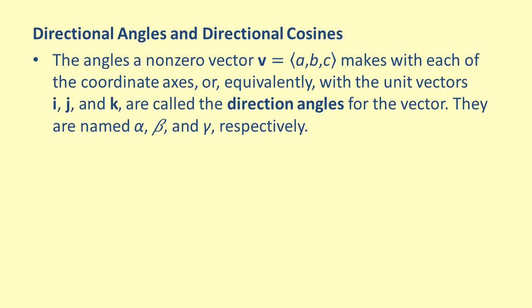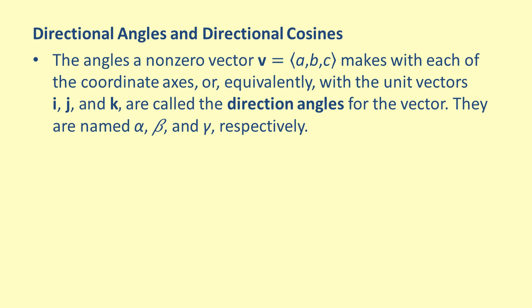We are often interested in knowing how far off a vector is from a specified direction. Quantities called directional cosines and directional angles, or just direction cosines and direction angles, are often used to describe this amount when the specified directions are the coordinate axes.